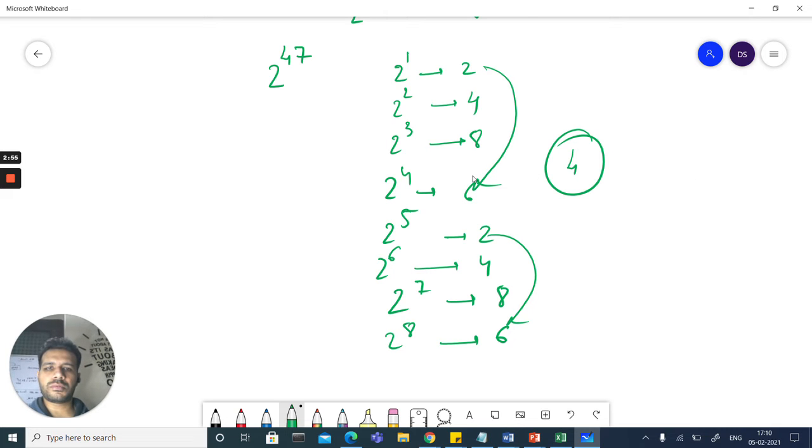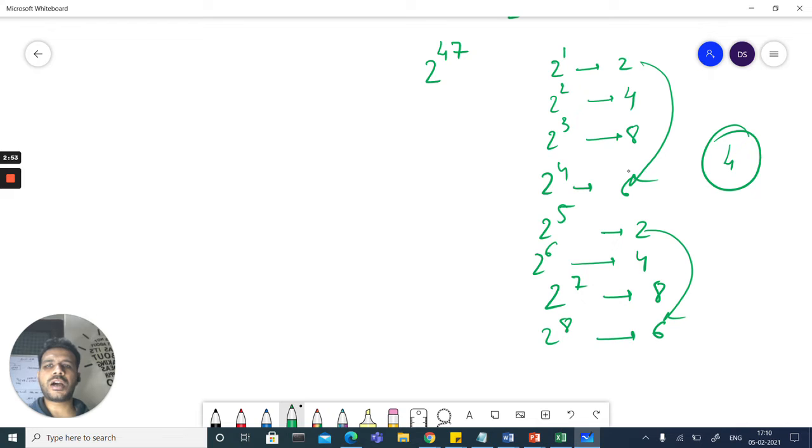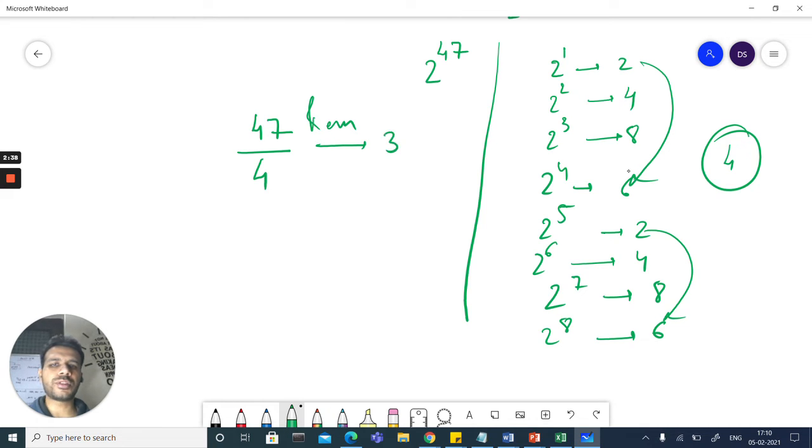Great, sir. You told me this, but how does it solve the problem of 2 to the power 47? Let's see how it solves. To find this, simply take 47 and divide it by 4, and check the remainder. The remainder in this case would come out to be 3. Put that in the power of 2. If you put 3 in the power of 2, you get 8, which is your answer.